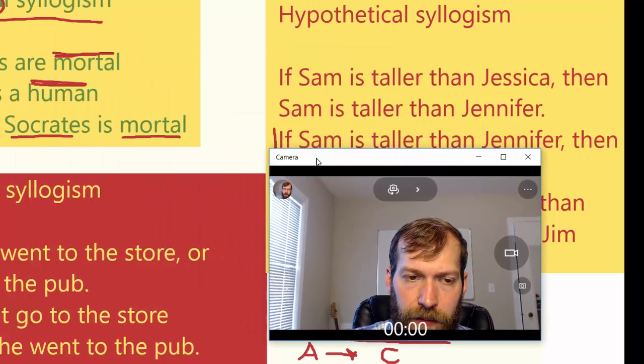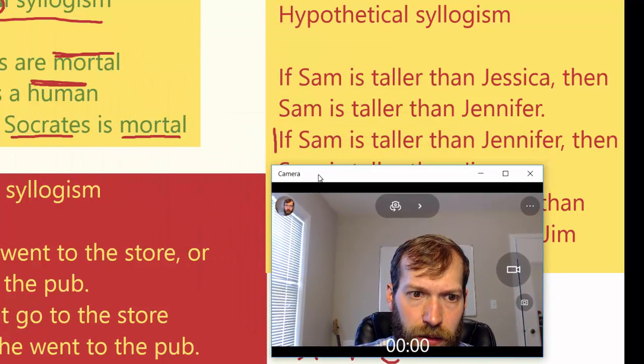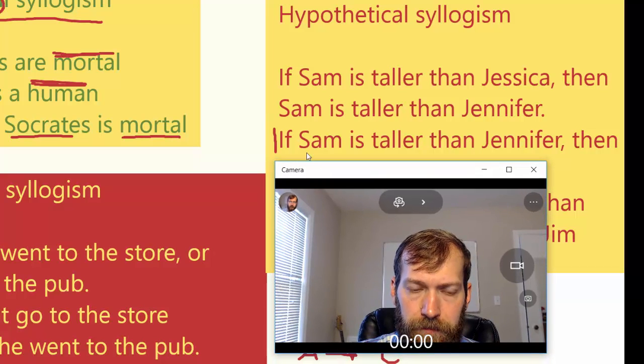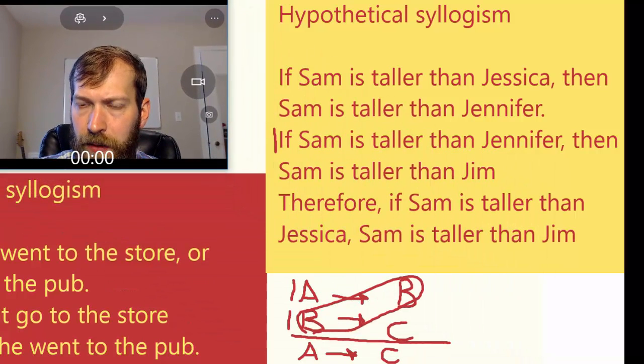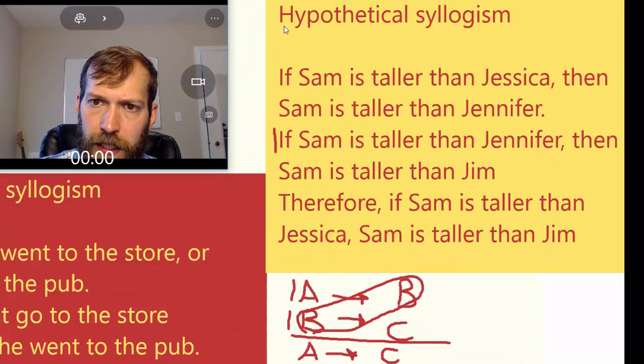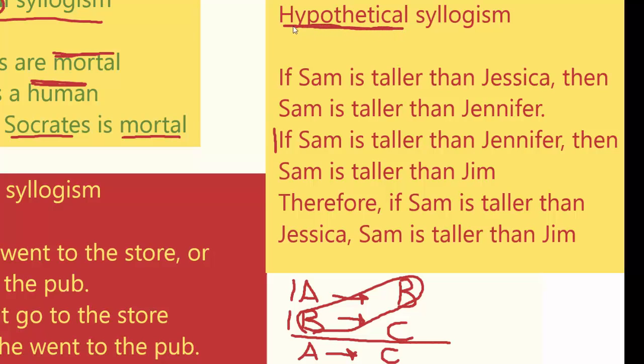All right, last we have disjunctive syllogisms. Actually, let me come back and talk a little bit more about these hypothetical syllogisms. The reason we get the name hypothetical is that when you have this if-then, it's kind of like saying, take this as a hypothesis, right? If this happens, then you're going to get this. So that's why it has the name hypothetical syllogism.